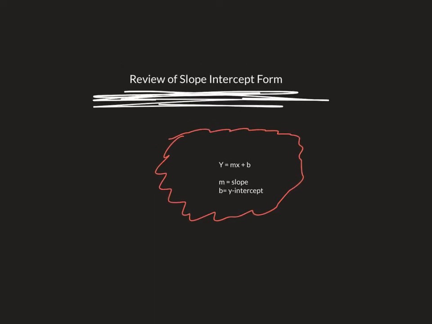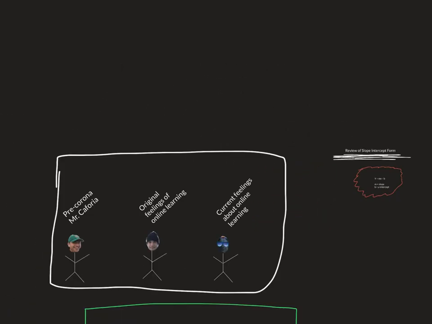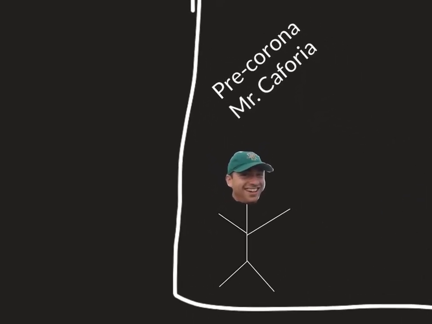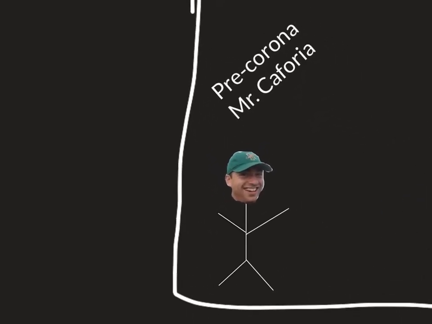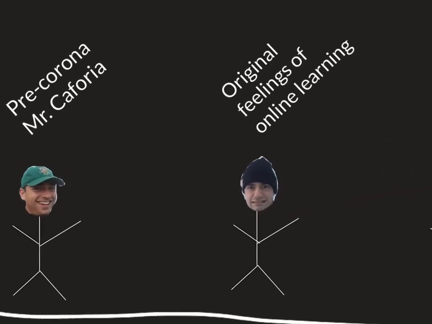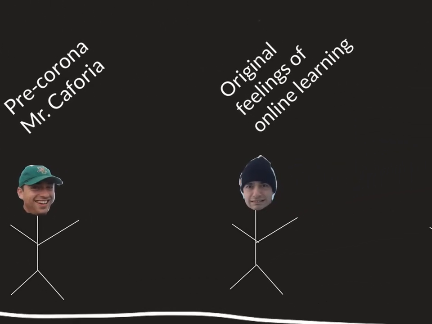Okay, so before we get going on notes, I drew you a little cartoon. Here we go. So, here's me. This is pre-corona Mr. Kaforia. Very happy, loving school, loving class. Everything felt very normal. And we go here. We found out that we're going to be doing some online learning. Do you see this face? That's a panic face.